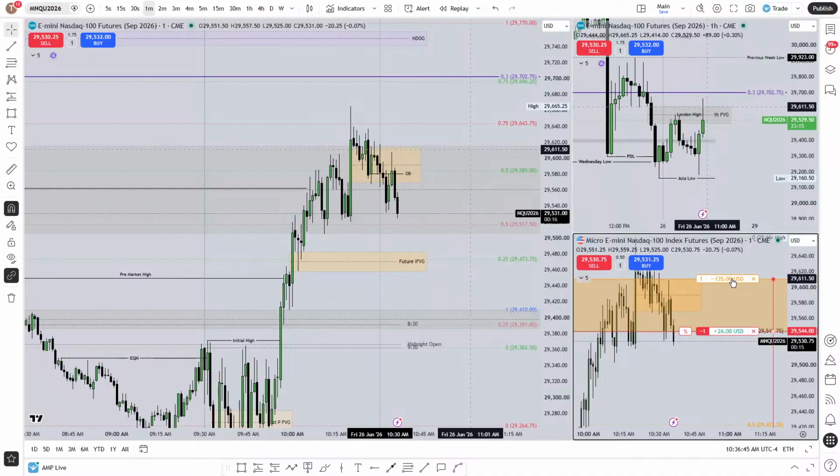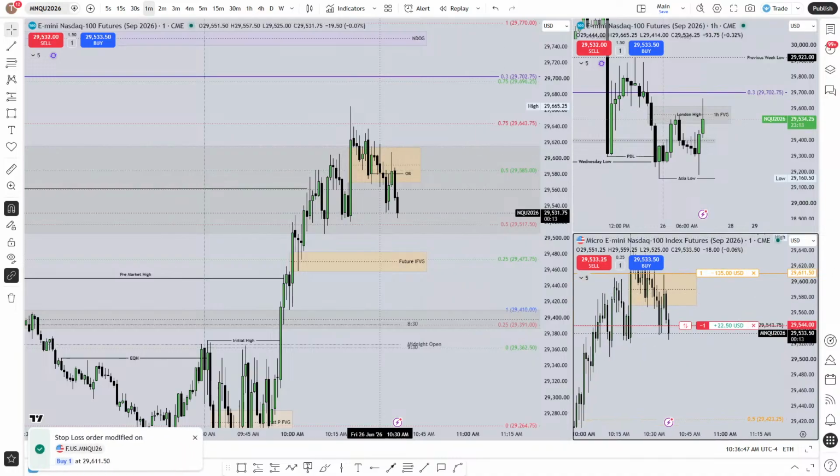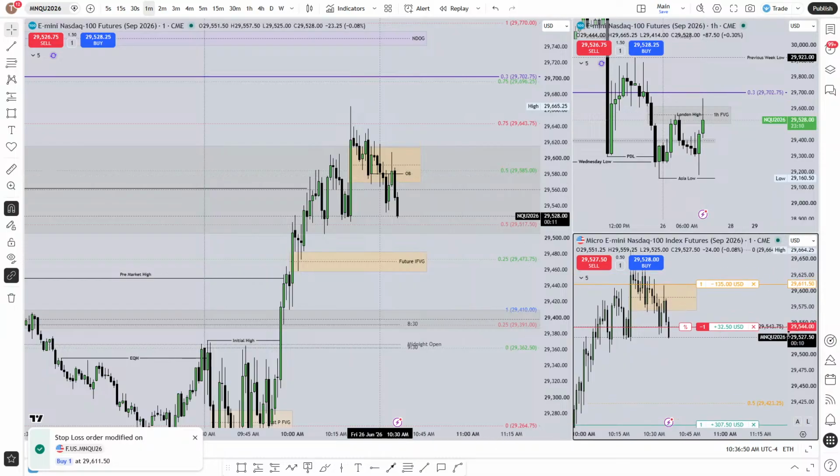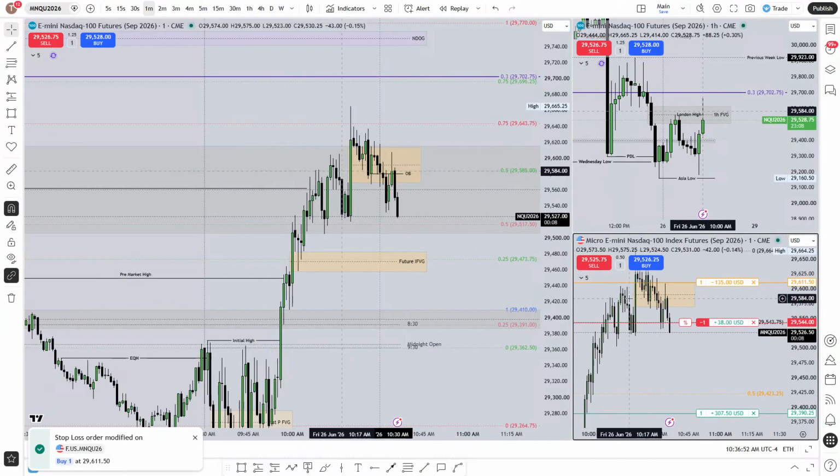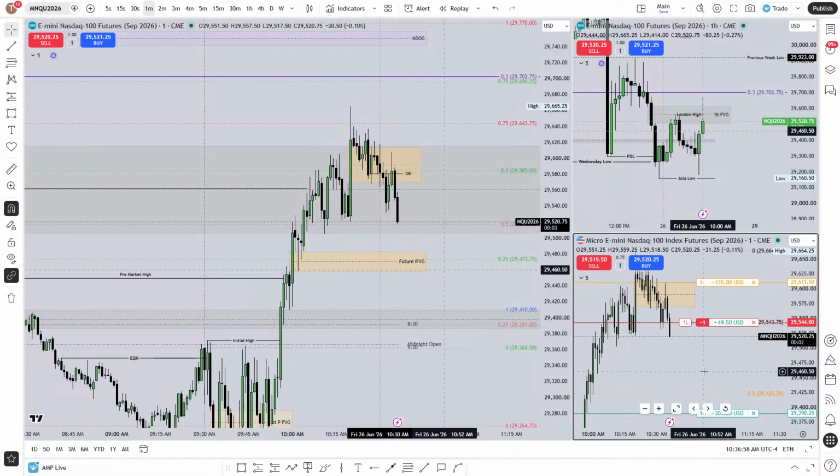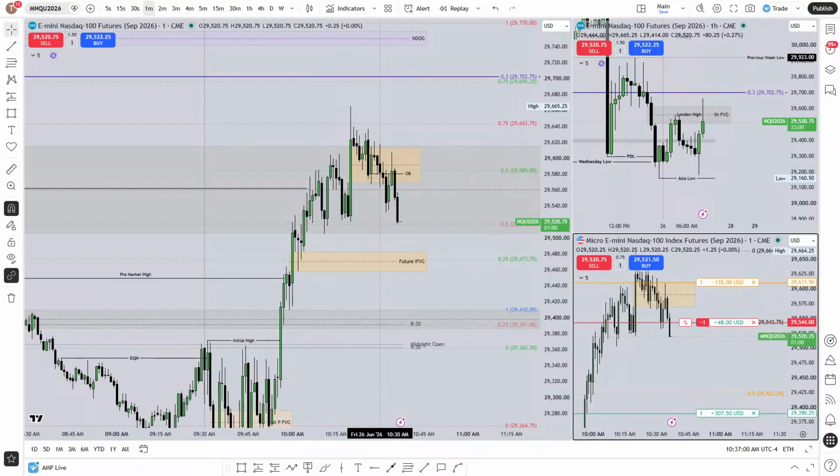I think I could even move this to right here. I don't think there would be a reason to go above there because we have that inversion fair value gap, the opening range gap midpoint, and this order block. So I think I want to pyramid on my funded accounts here. So I have another sell limit right here on my funded accounts, which just hit. Order filled.